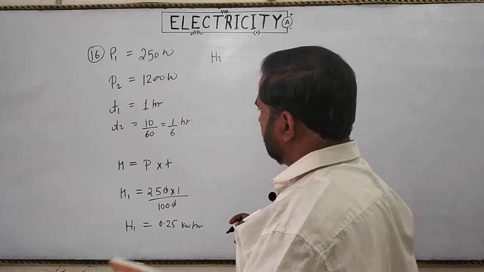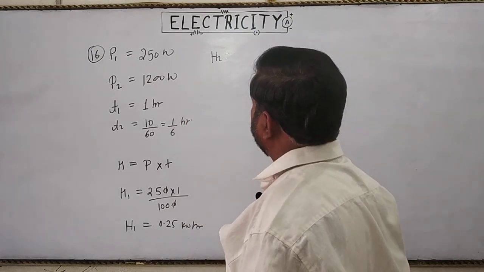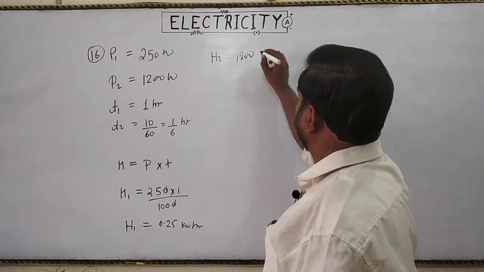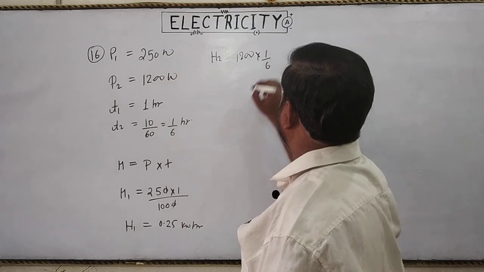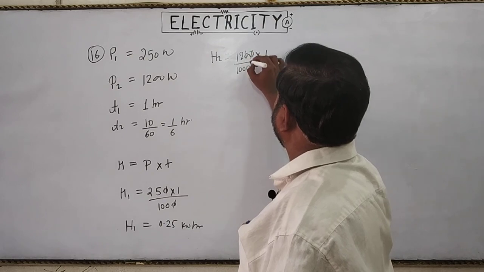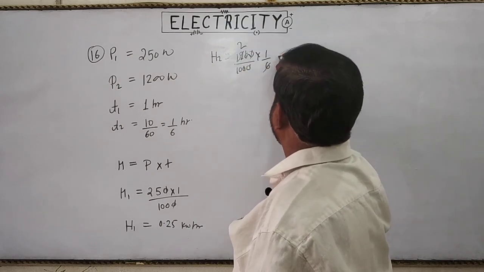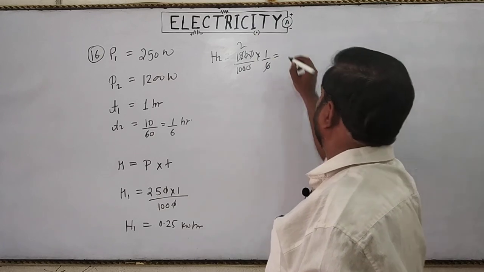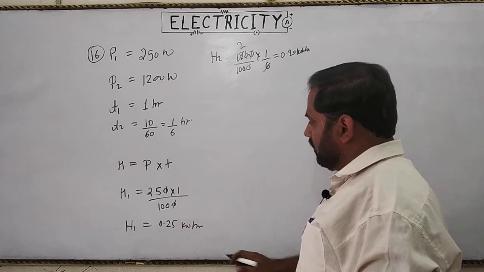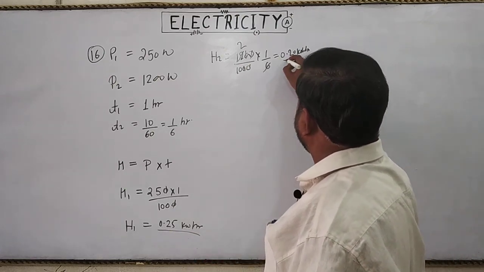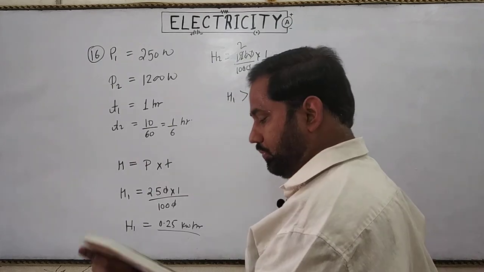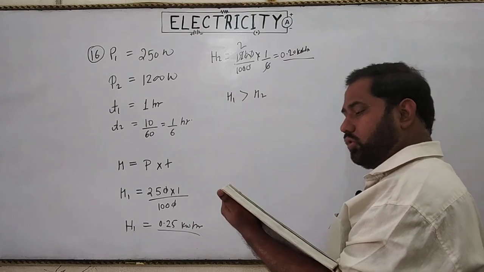Now we will find out the heat energy produced by the toaster when it is used for 10 minutes. The power rated for the toaster is 1200, and the time period for which it is used is 1/6 hour, divided by 1000. Now the heat energy produced by the toaster is 0.2 kilowatt hour. Now by both values it is clear that H1 is greater than H2, and we have to find out who uses more energy.